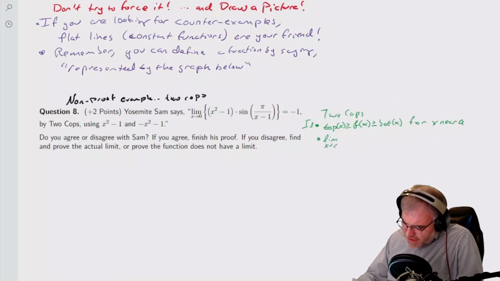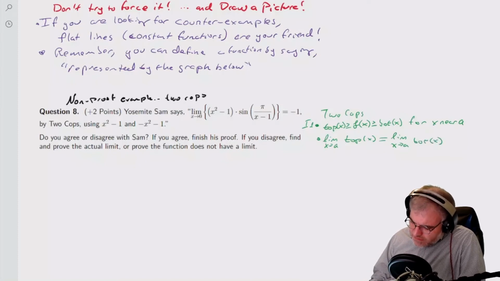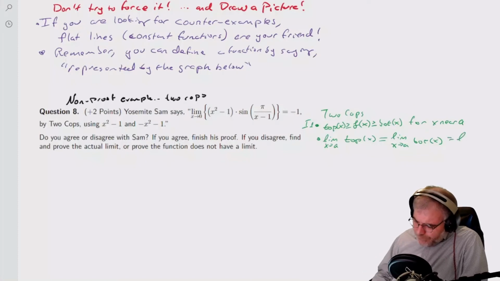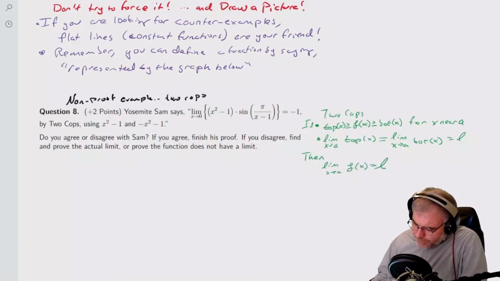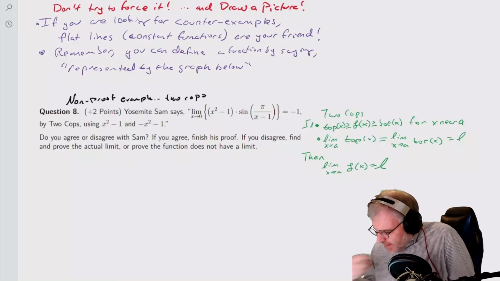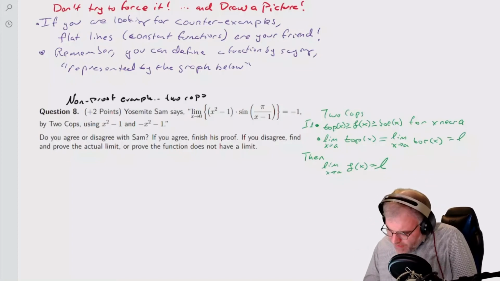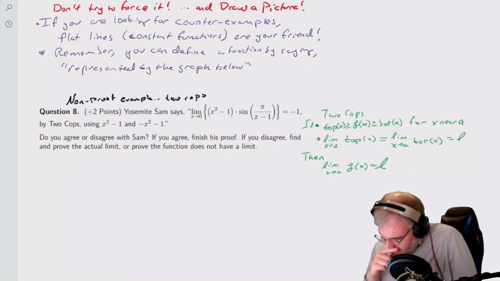The limit as x goes to a of top of x equals the limit as x goes to a of bot of x, equals L. Then the limit as x goes to a of f of x equals L. So what is it I need to check here? I need to check that both of these conditions are true.